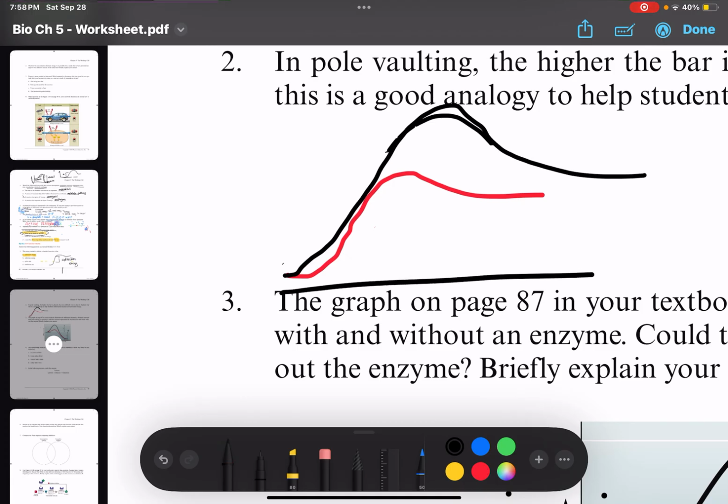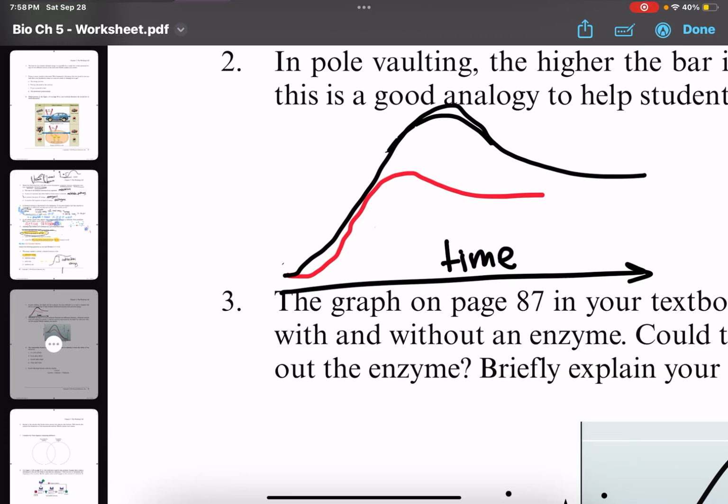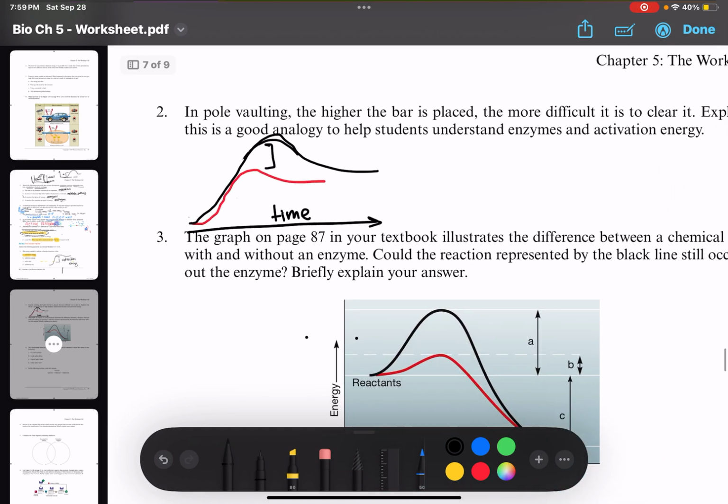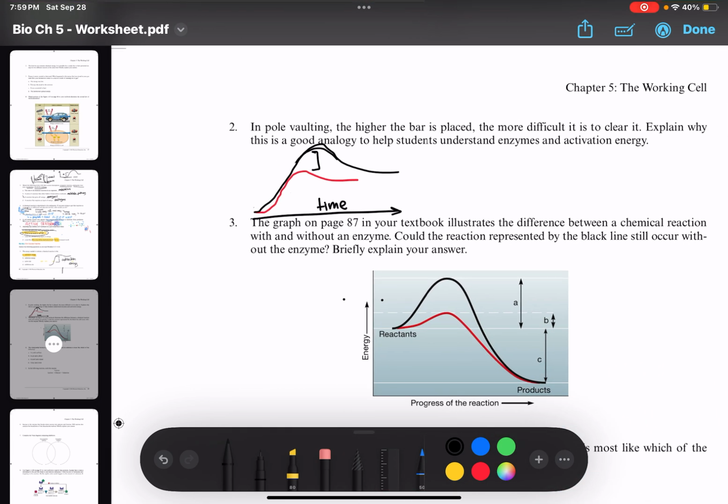First of all, this is a time plane, by the way. As you can already tell by this graph, it requires more time to do this reaction, so that's already going to tell you why it's harder. Not only that, it requires more energy for the reaction to occur. Activation energy allows us to almost kickstart the reaction, letting us require less energy overall to do the reaction. So when it comes to this question, in pole vault, the higher the bar is placed, the more difficult it is to clear it. Enzymes lower the activation energy, requiring less energy to do the whole chemical reaction. This will make it easier for the chemical reaction to occur.